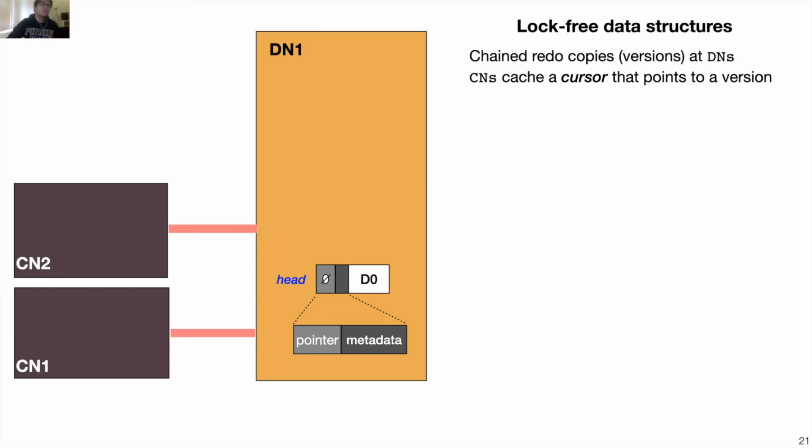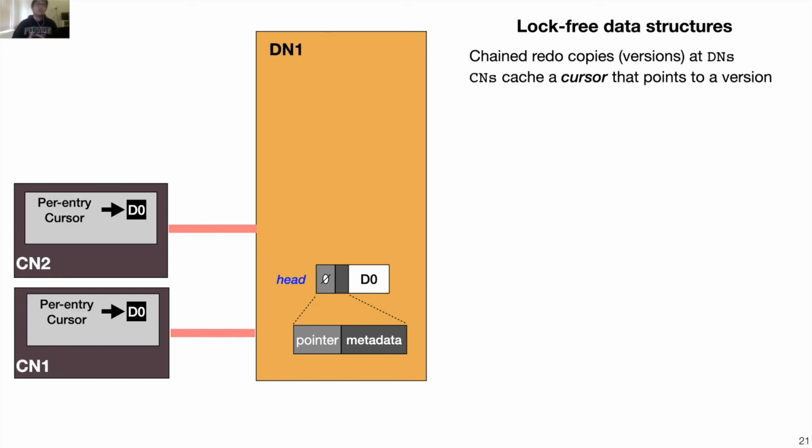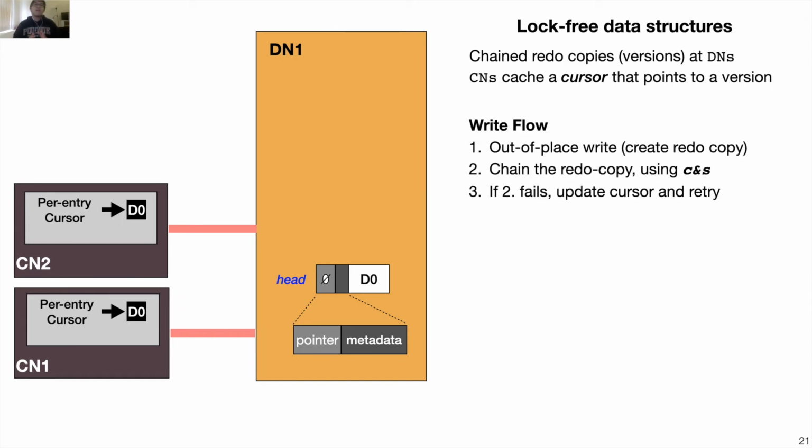To quickly find the latest version of a key entry, each CN has a simple data structure called a cursor that points to a version that this CN thinks is the latest version. But this cursor may be outdated. We will see that in a bit. At a high level, Clover's key write is out of place. It creates a new redo copy version, which will be linked onto the chain.